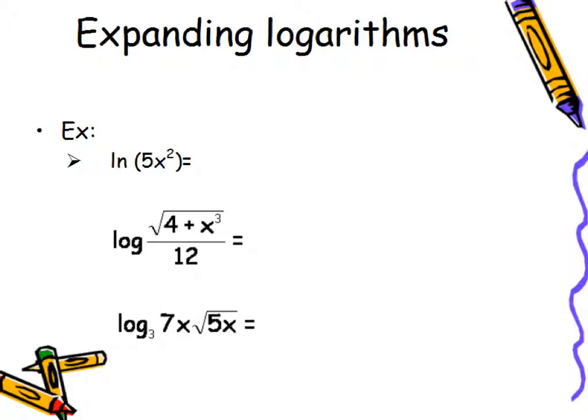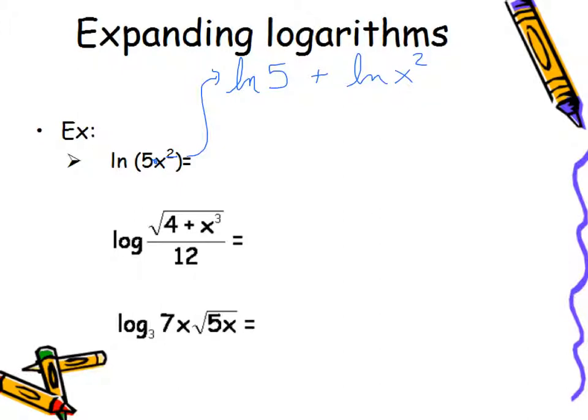So what I see in this first one is I see multiplication going on, but I also see this power, this exponent going on. So here's what I'm going to do. I'm going to start with that multiplication, and I'm going to expand it, and I'm going to write this up here. So this is going to be the natural log of 5, and remember, you can change the multiplication into addition of 2 logs. Okay, so we separated it that way.